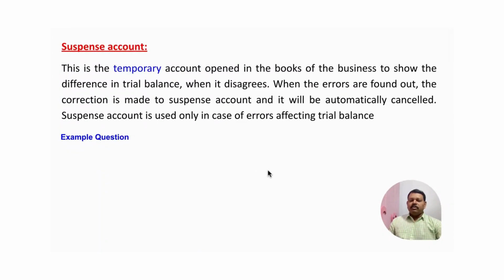Next we are going to discuss the suspense account. This is a temporary account opened in the books of a business to show the difference in the trial balance when it disagrees. When the errors are found out, the correction is made through the suspense account and it will be automatically cancelled. The suspense account is used only in the case of errors affecting the trial balance. For errors not affecting the trial balance, we will not prepare a suspense account.